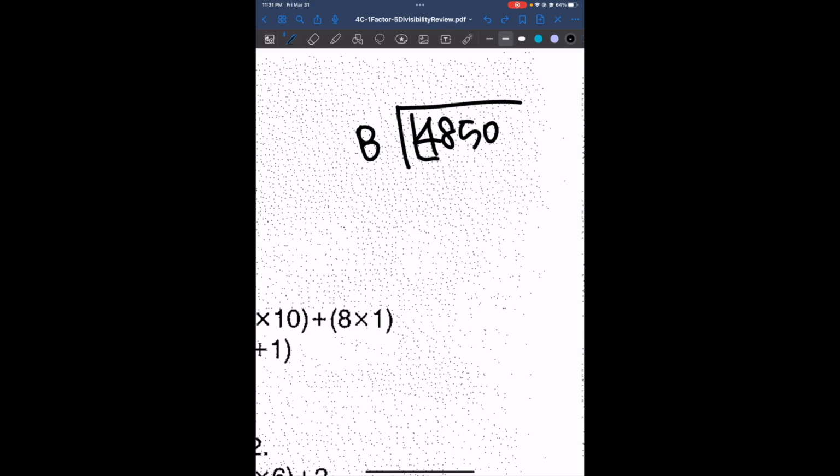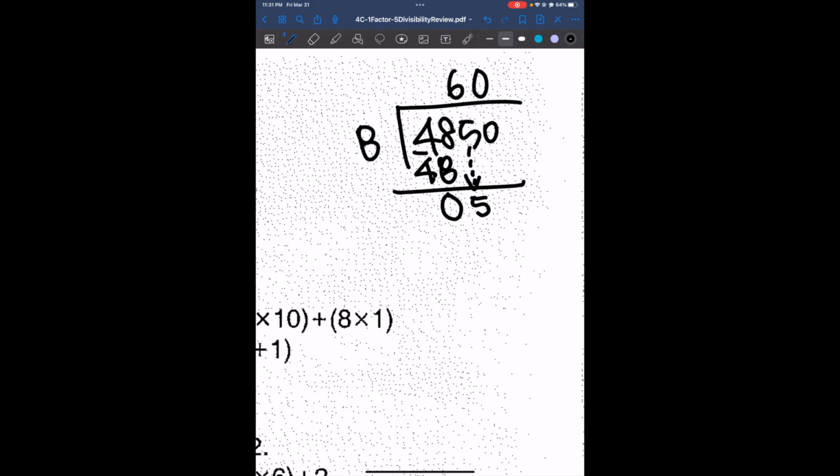Now, since we know that no 8 can go into 4, since 8 is greater than 4, we're now going to look at these two numbers together. So 8 can go into 48 6 times. It's going to give us 0, so we're going to bring the 5 down. How many 8s can go into 5?